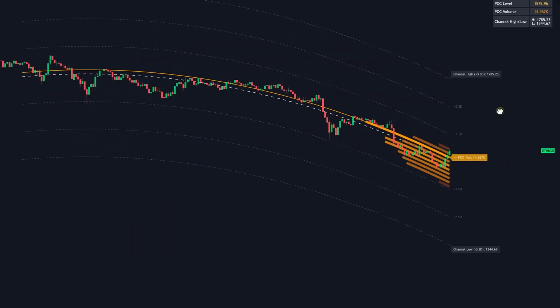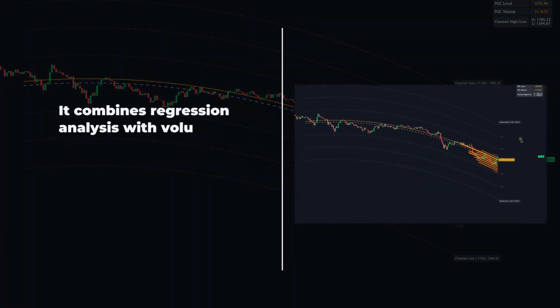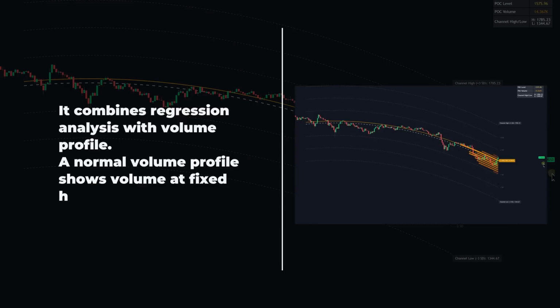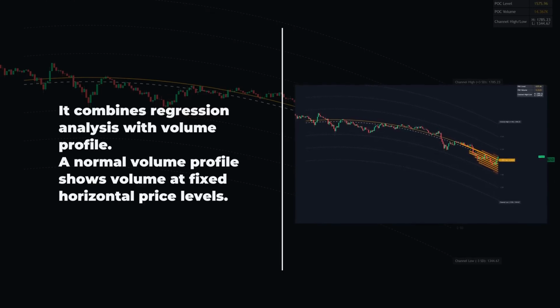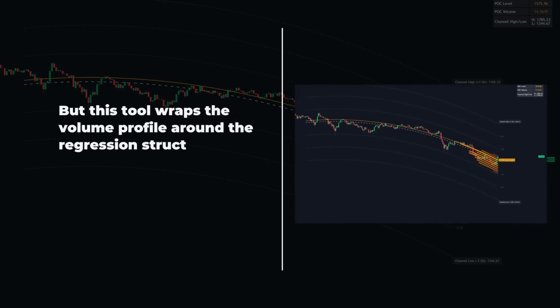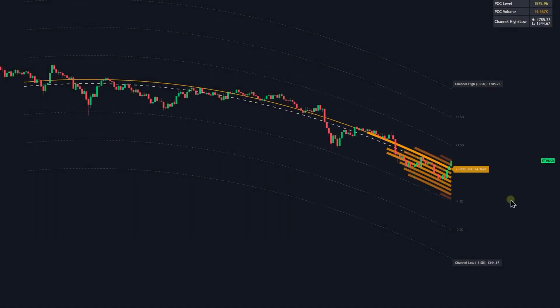The main idea here is simple. This indicator combines regression analysis with volume profile. A normal volume profile shows volume at fixed horizontal price levels, but this tool wraps the volume profile around the regression structure. So the volume is not just shown as a normal static profile. It is placed relative to the trend path of the market. That means you are seeing where volume is building inside the current trend structure, not just at random price zones.